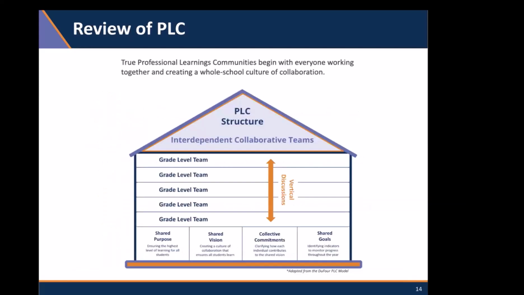This is sort of what I was talking about as that collaborative culture in our schools. We have a PLC structure. It is not just grade level teams or content level teams. It is everybody in the school working towards a common goal, and all of them having that shared vision of improving student learning and what that means for us. Having those collective commitments, and it's not just my students and your students, it's everybody's students, and making sure we have those goals that we're constantly trying to strive to get to, and to have our students improving along the way.